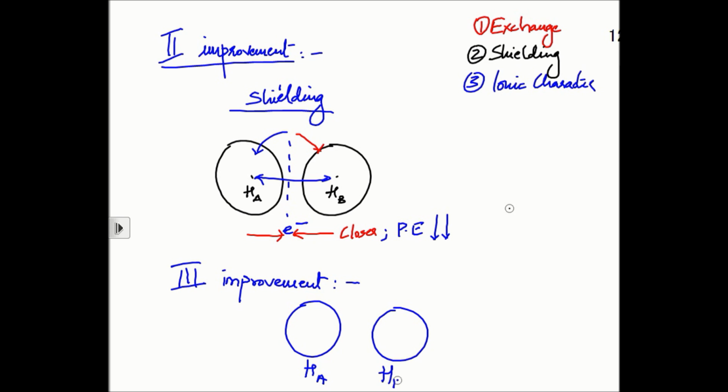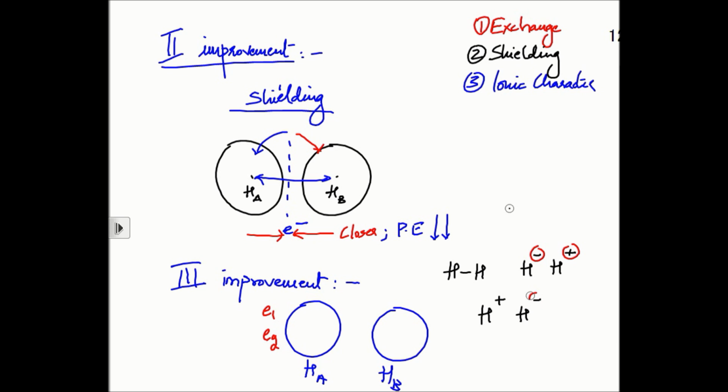You could either have a pure covalent bond wherein the electrons are midway between the two, or you could have positive, negative. What does this mean? Here HA has one electron, HB has one electron. Here HA is associated with no electrons, HB is associated with both the electrons. You could have a third possibility wherein HA is associated with both the electrons and HB is associated with none.